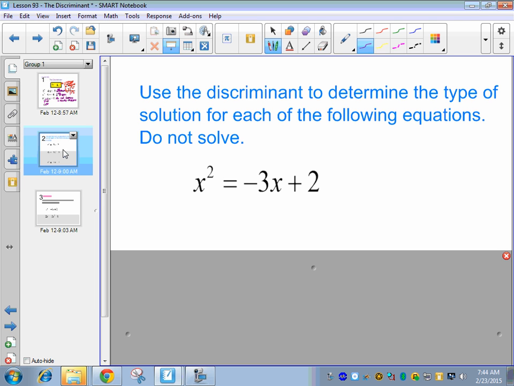But before we do b squared minus 4ac, what do we always do to any quadratic? Yeah, make it equal to 0. So the first thing I'm going to do is move the 3x to the other side, and move the 2 to the other side. So it becomes a plus 3x and a minus 2. Now we do b squared minus 4ac.